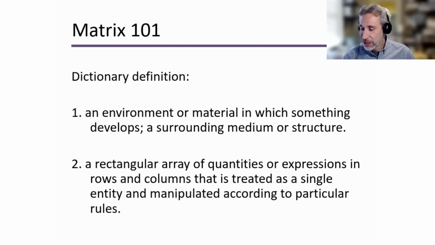The dictionary definition, I have an English PhD, so I have to pull out dictionary definitions, but I think it helps. An environment or material in which something develops, a surrounding medium or structure, right? So that surrounding medium or structure is, again, that living green mulch, that base layer, grasses or sedges. It can also be a rectangular array of quantities or expressions or rows and columns that is treated as a single entity and manipulated according to particular rules. Woo, that's a definition for some of you, and number one's for people with the other side of the brain.